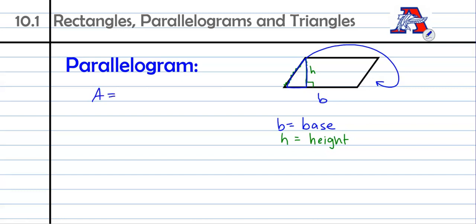We can still have area equals base times height. Our area formula is exactly the same. Our perimeter is actually a little different. Our perimeter, we have to kind of add all the sides.